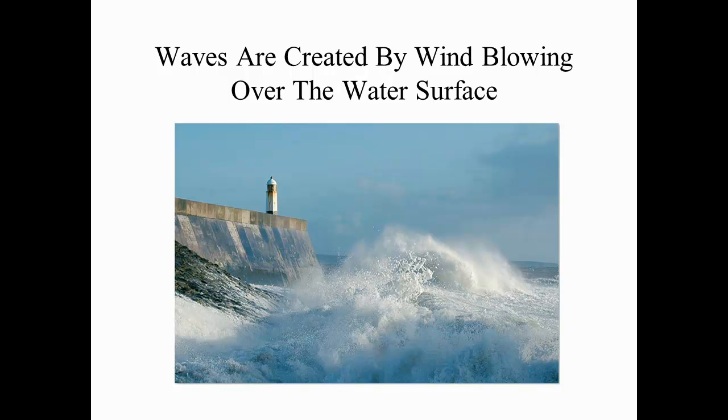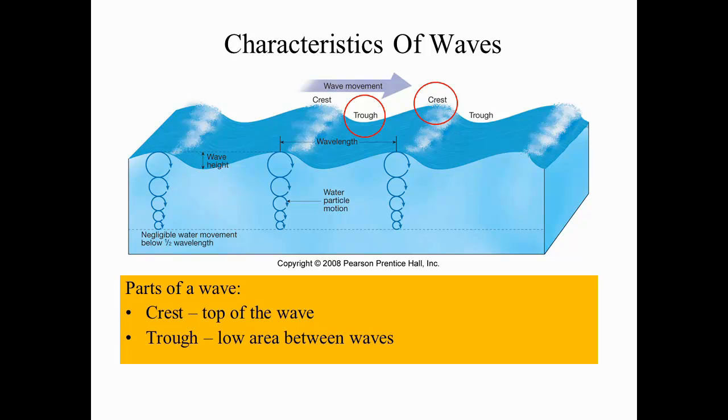Waves are created by the wind blowing over the surface of the water. And we can define several characteristics of the waves. For example, the parts of the wave include the crest, which is simply the top of the wave, and the trough, which is the low area that occurs between the crests.